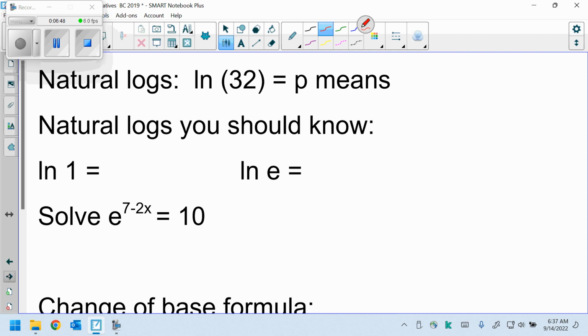Now natural logs. Natural logs, like natural log of 32 is equal to p. That means that now a natural log has a particular base to it, just like a log without any expressed base has a base of 10. Natural logs always have a base of e. Don't ever have to write it there. If it's natural log, the base is e. And so what this means, as we go from log form to exponential, e to the exponent of p is equal to 32.